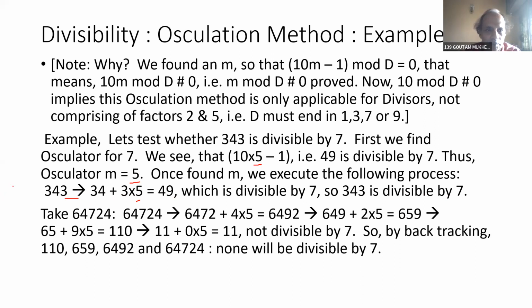Take another example, a big example: 64724. 64724 becomes 6472, the raised digit, plus the unit digit multiplied by the oscillator, 4 into 5 is 20, so 6492. Again I do: 649 is the raised digit. In the test number also I divide the number itself into the raised digit and the unit digit. The unit digit I multiply by 5, and it becomes 659. 659 becomes again 65 plus 9 into 5. It becomes 110.